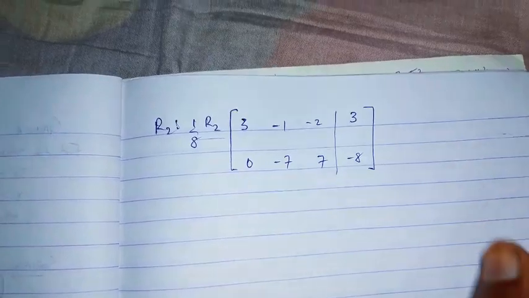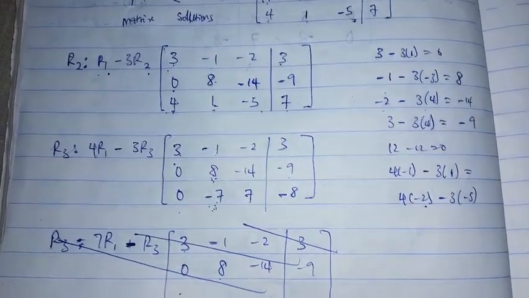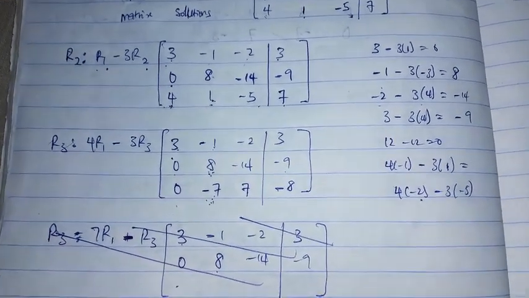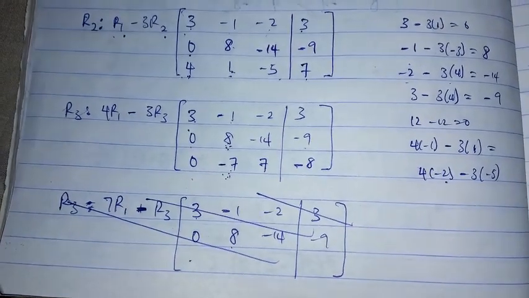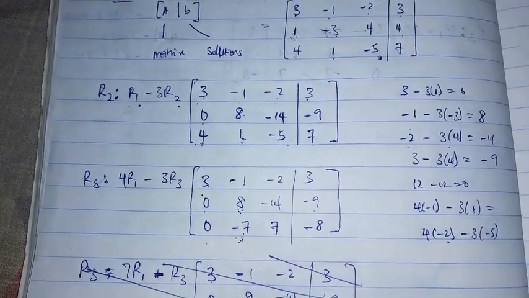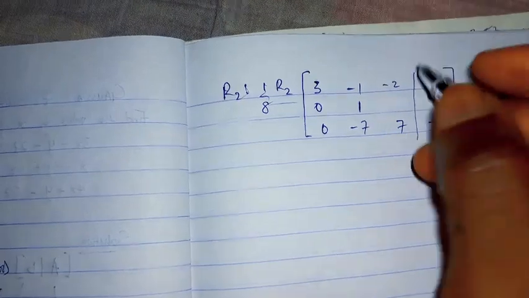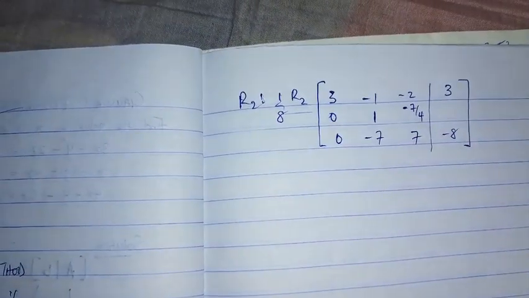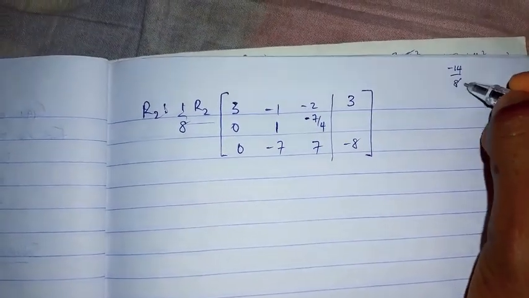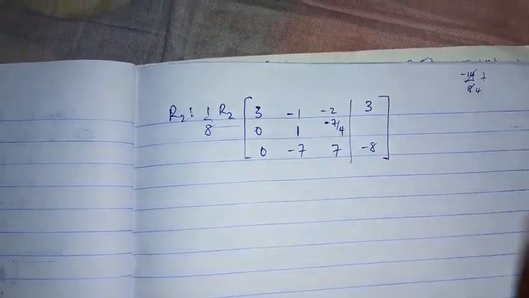Okay, so now for row 2, 1 over 8 row 2 becomes what? 1 over 8 times 0. You can see this one still remains 0, and that's 0. So let me write it up here. Then 1 over 8 times 8 is 1. Then finally, or almost the last, minus 14 over 8 is what? Minus 14 over 8, which is minus 7 over 4. So just to confirm, minus 14 over 8, 2 here is 4, 2 here is 7. Okay. And finally, minus 9 over 8 is what?